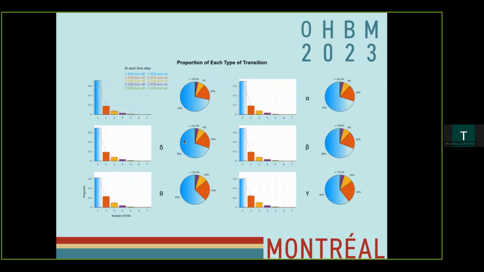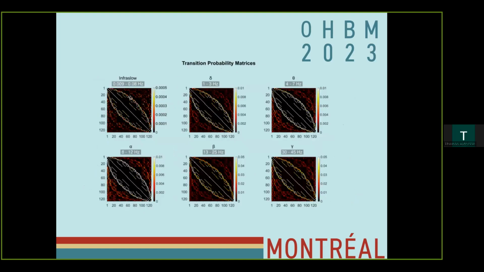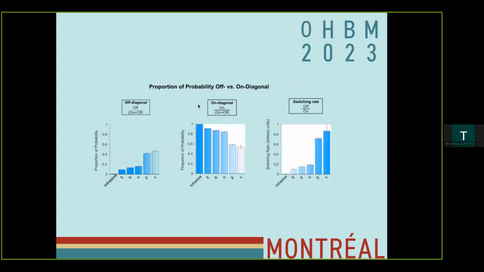So if we next quantify how many ICNs turn off or turn on at each particular time step, and represent that as a proportion of the total number of time steps, we generate this pie chart for the infraslow fMRI. And we can see that this pie chart suggests that the vast majority of transitions are occurring between spatially similar blueprints, when one ICN turns off or one ICN turns on. And this is true for all the different timescales. And I would point out that this transition structure is represented in the transition probability matrix in this oval pattern of high probability.